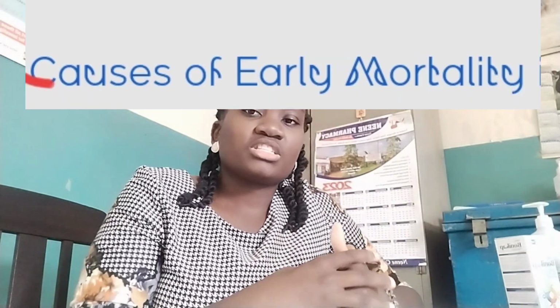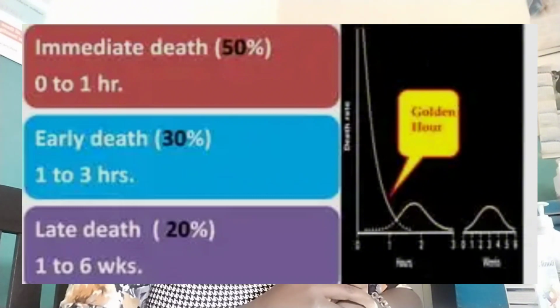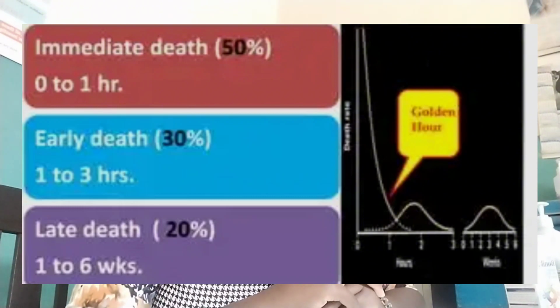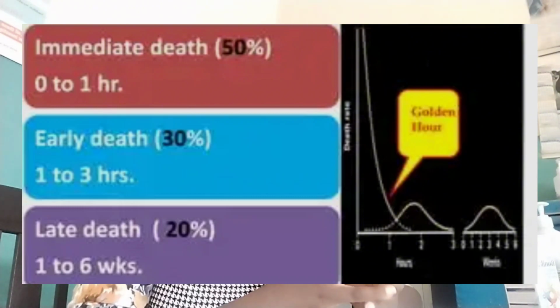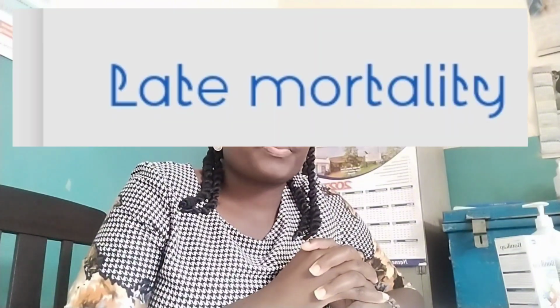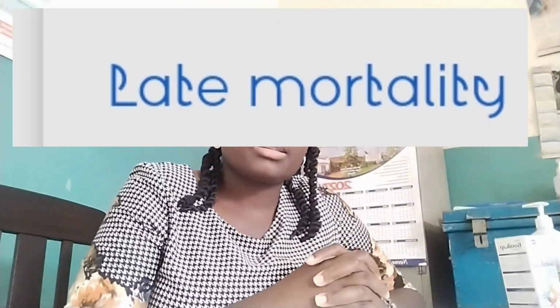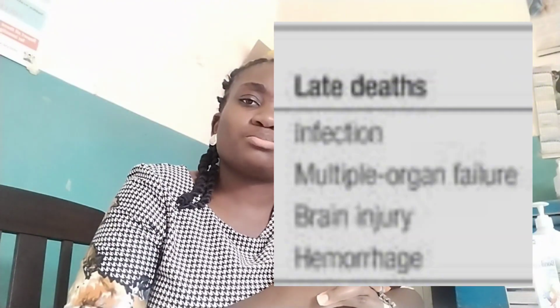These are injuries that can be salvaged. When they are handled appropriately and in good time, they can gradually improve. This time is usually called the golden hour. If the patient is not treated within that time, they deteriorate drastically, leading to death. Then we have late death, which is due to sepsis and multiple system failure.